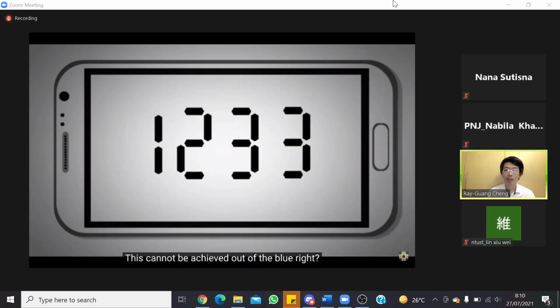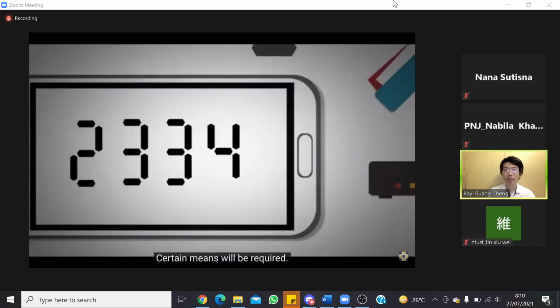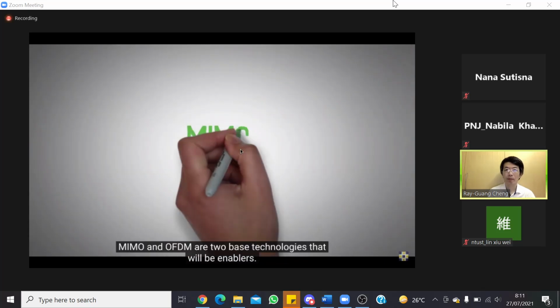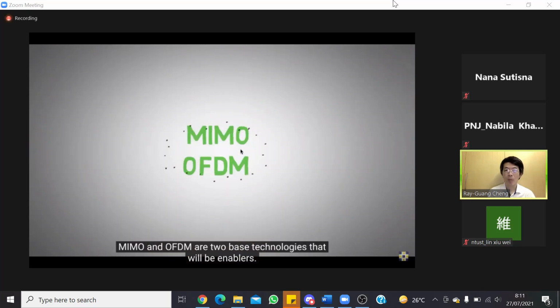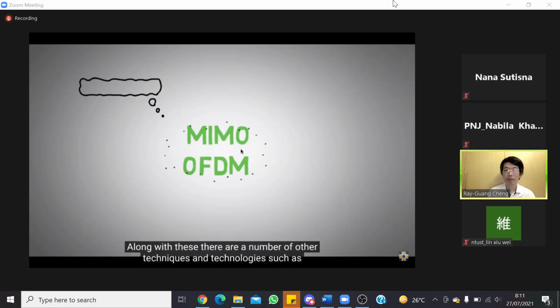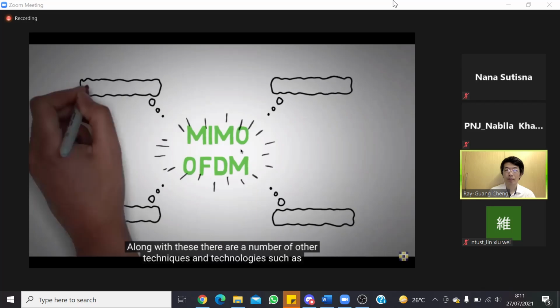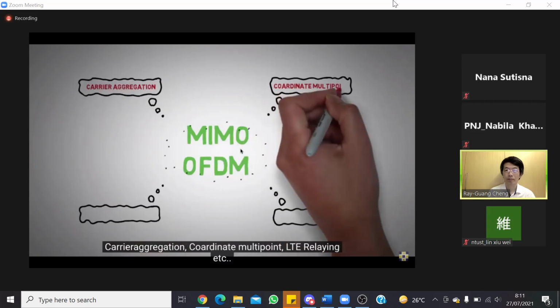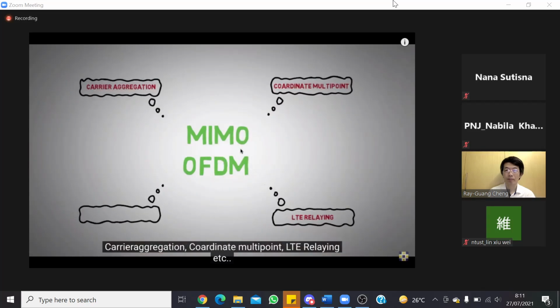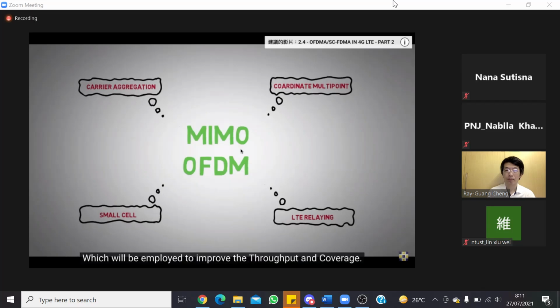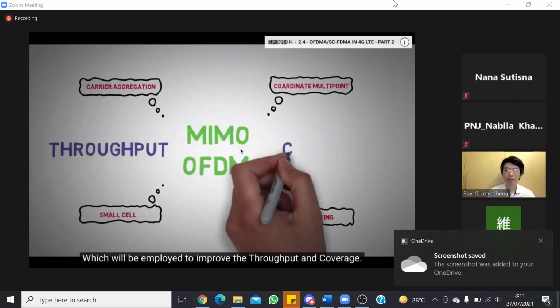This cannot be achieved out of the blue, right? Certain means will be required. MIMO and OFDM are two base technologies that will be enablers. Along with these, there are a number of other techniques and technologies such as carrier aggregation, coordinated multipoint, LTE relaying, etc., which will be employed to improve the throughput and coverage.